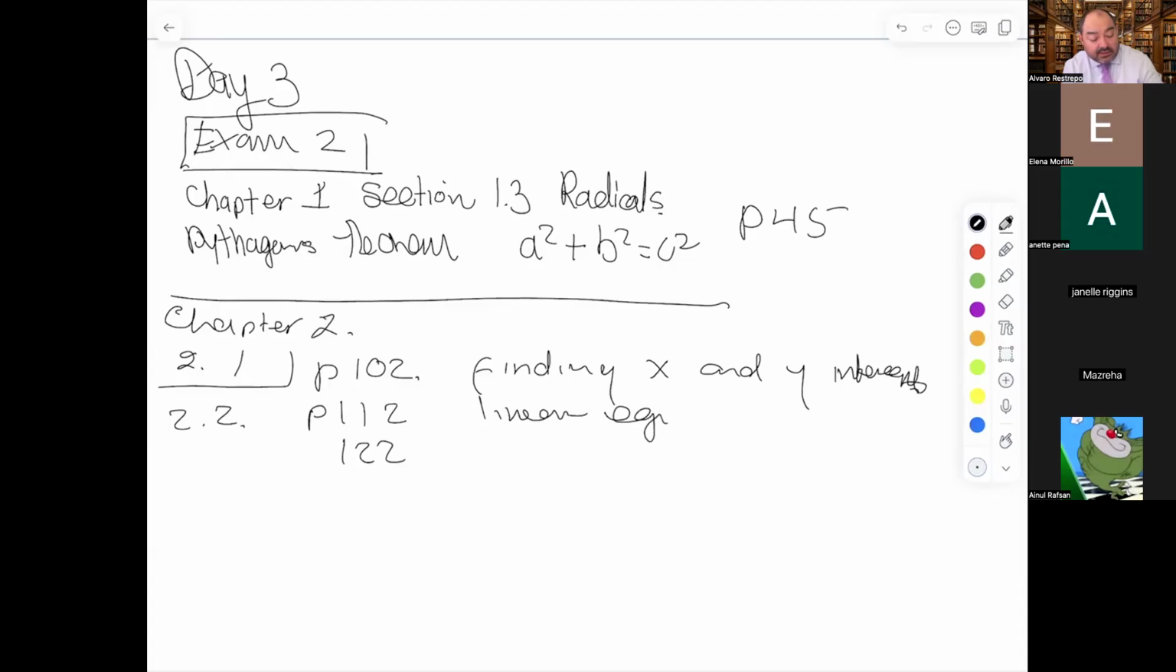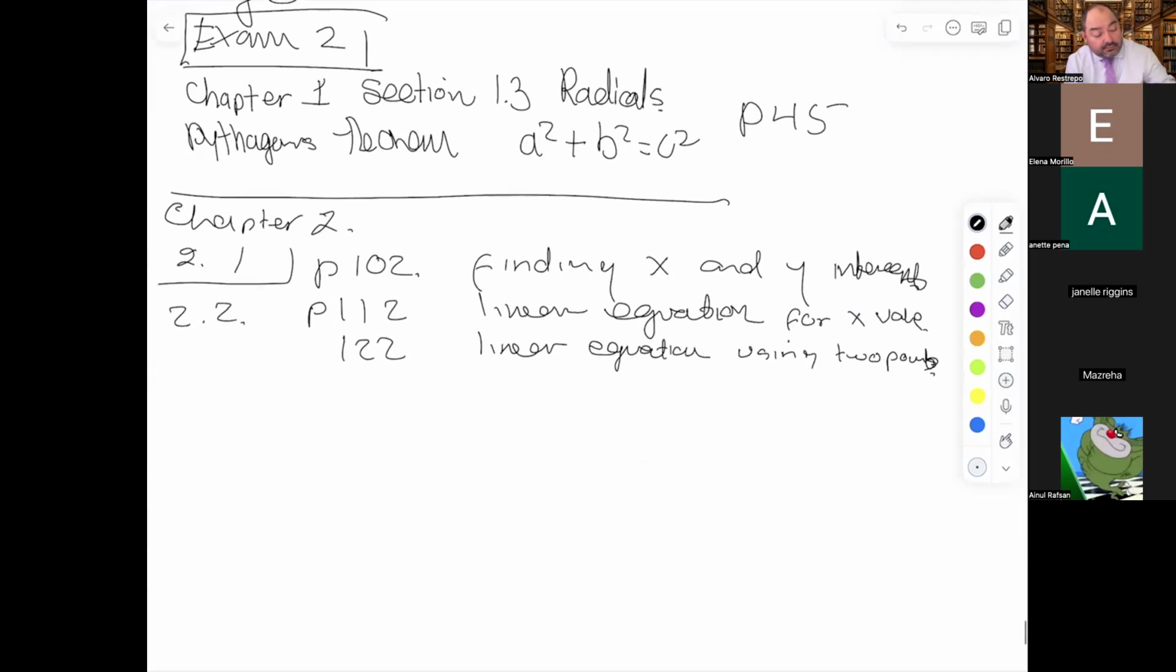And we did linear equation yesterday. For x, finding the x value. And page 122, that's the linear equation for when you're using 2 points. We did that yesterday. All right.